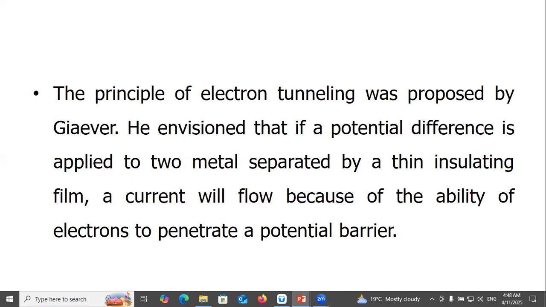The principle of electron tunneling was proposed by Giaever. He envisioned that if a potential difference is applied to two metals separated by a thin insulating film, a current will flow because of the ability of electrons to penetrate a potential barrier.